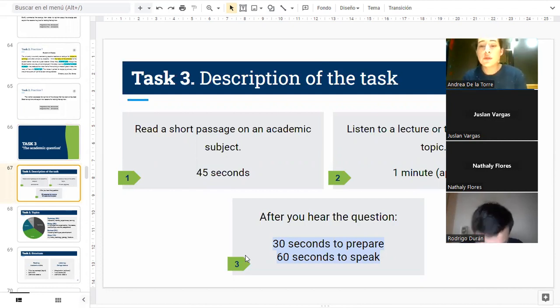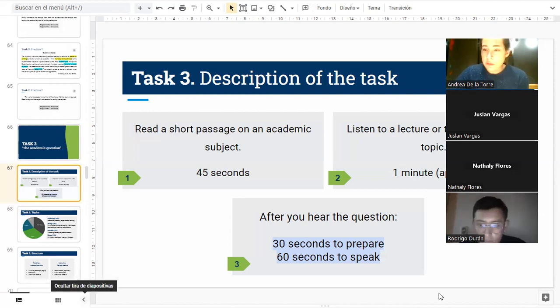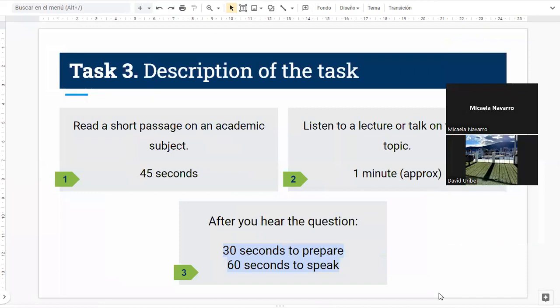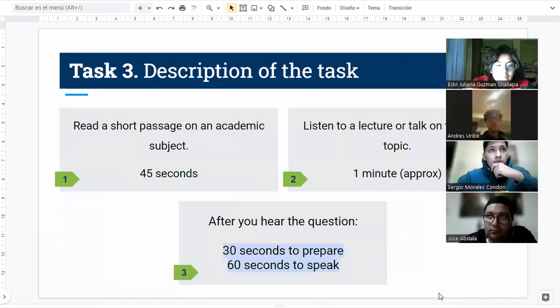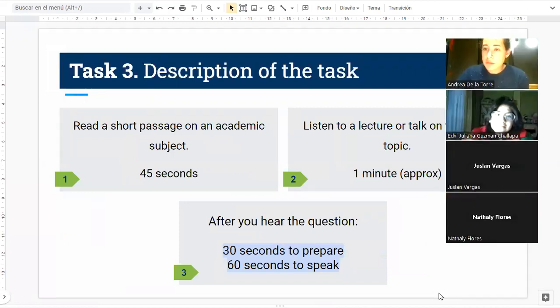Second thing is you will listen to this time, it won't be a conversation anymore, but it will be a lecture. Now, do you guys know what a lecture is? Can anyone tell me? What is a lecture? It's a kind of class. Exactly. A lecture, by the way, doesn't mean lectura, right? So it doesn't mean lectura. It doesn't translate that way. A lecture is basically a type of class, as Edvi said.